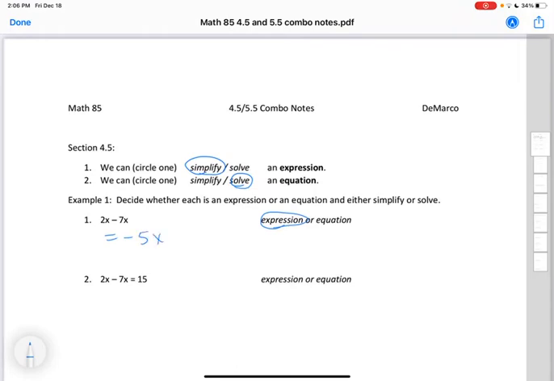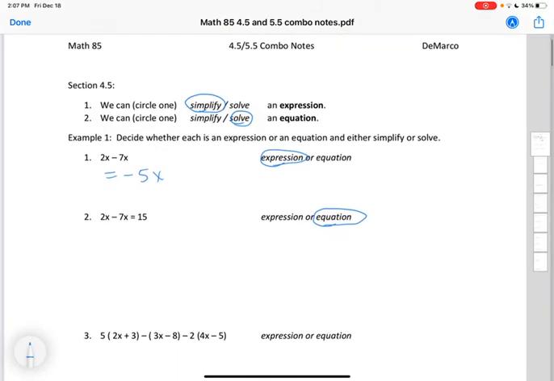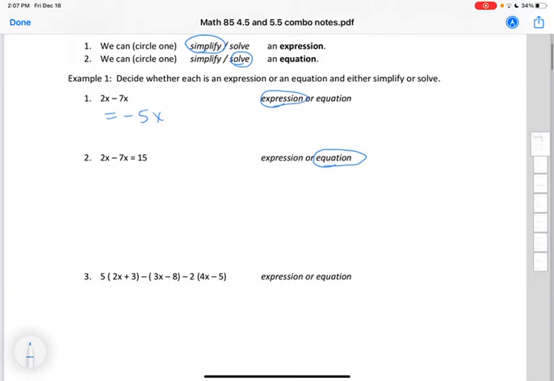Next one, 2x minus 7x equals 15. Is that an expression or an equation? That's an equation. Okay, all the equations have the equal sign. So it's an expression if it doesn't have the equal sign, an equation if it does. So now let's go ahead and solve it.